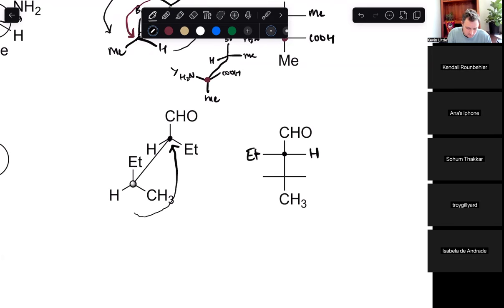Likewise, I need that CH3 to point away from me, so I'm going to look at it like this. That puts ethyl on my right and hydrogen on my left.